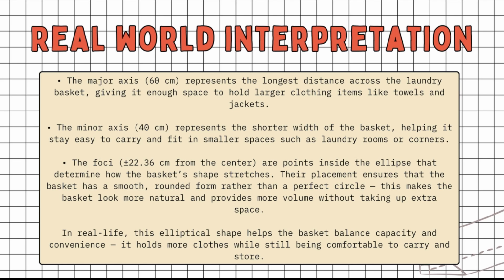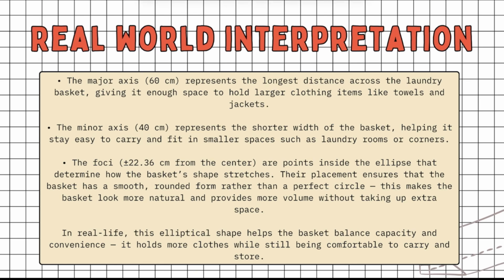For our real-world interpretation, the major axis, 60 centimeters, represents the longest distance across the laundry basket, giving it enough space to hold larger clothing items like towels and jackets. The minor axis, 40 centimeters, represents the shorter width of the basket, helping it stay easy to carry and fit in smaller spaces such as laundry rooms or corners.